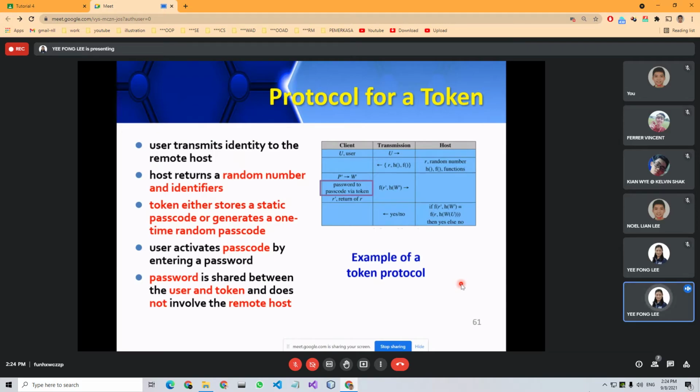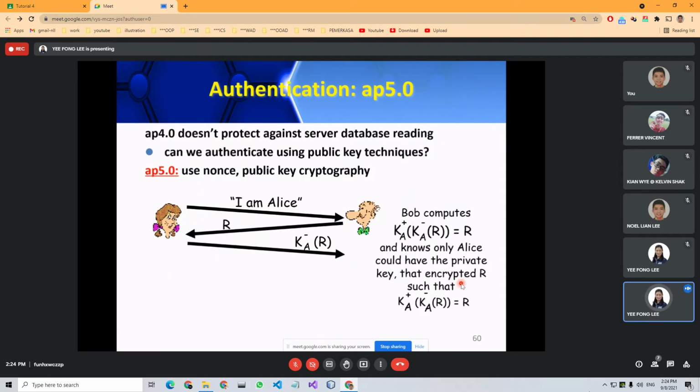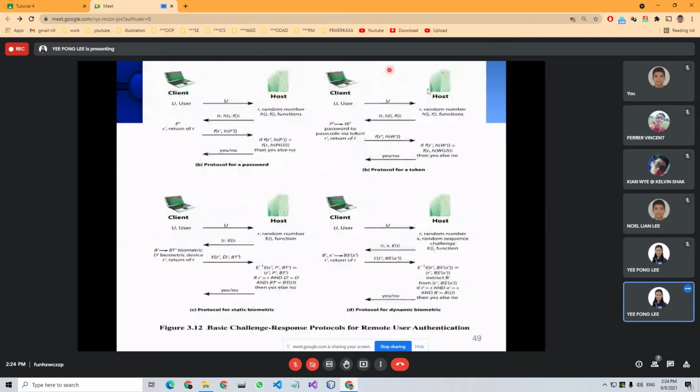Next one, we look at the protocol for a token. This one explains the second one, the B, this one. Okay, protocol for token. A simple example for token means using a token for authentication, but when you add the word protocol it becomes so different already. So use a token for authentication.